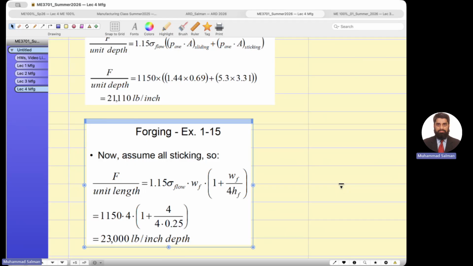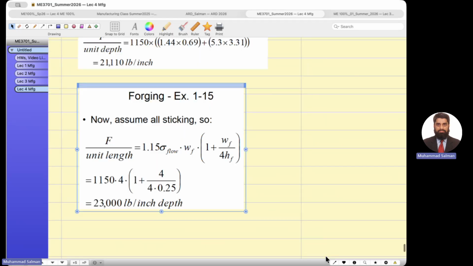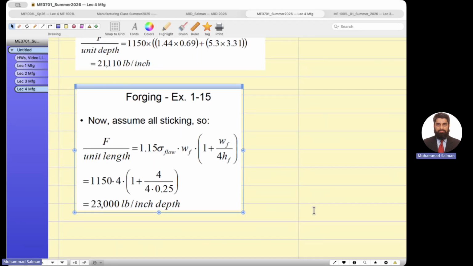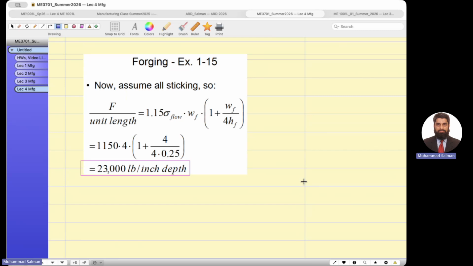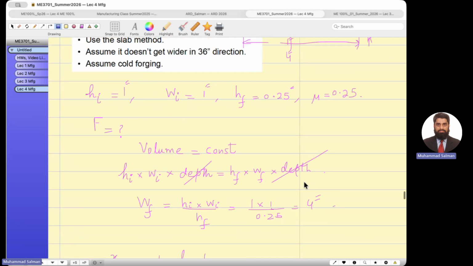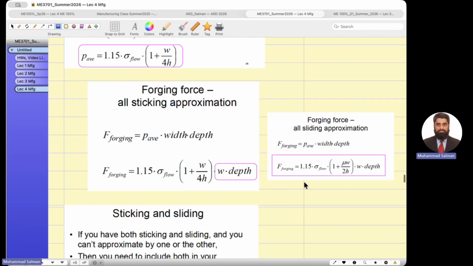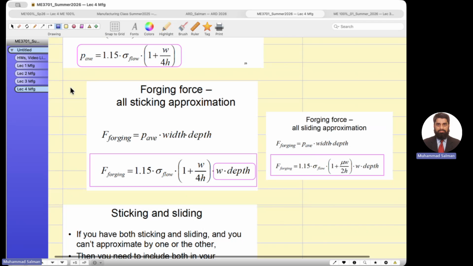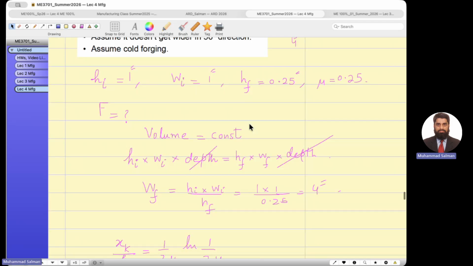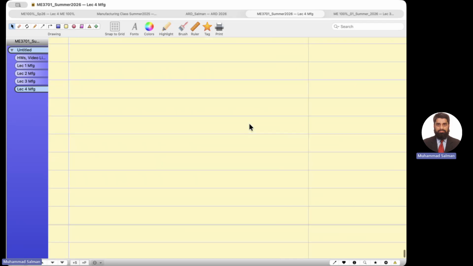Now there is another assumption. After this, there's another question. If you assume everything is sticking, then this is the total force. You see, I showed you this formula earlier. When you are assuming that the whole forging is sticking. You see my point, guys? This is the assumption. You can assume this is my sticking.